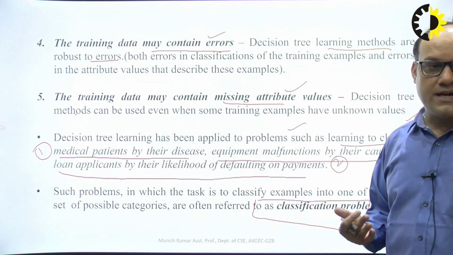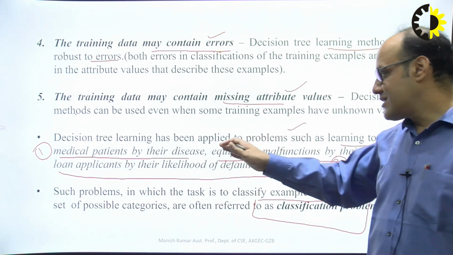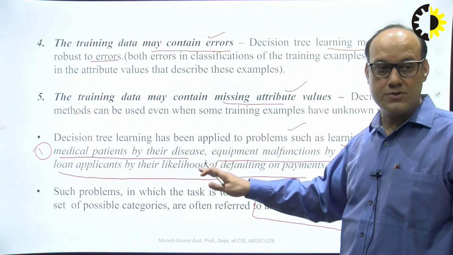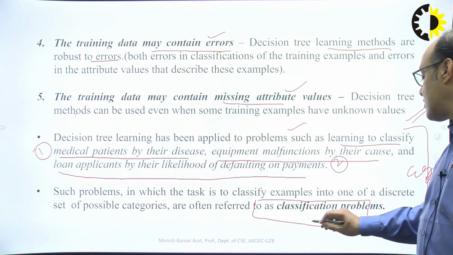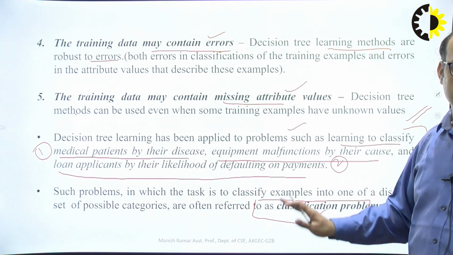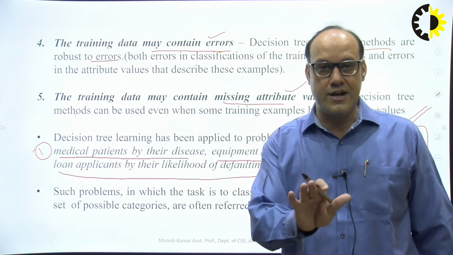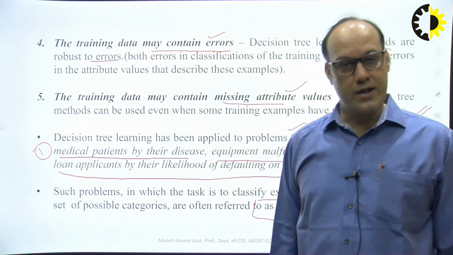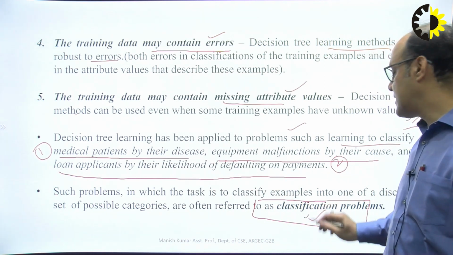It means that each problem, what are these problems? These are all classification problems. So we can say that for the classification problems, which have a discrete set of values, we can represent them with the help of the decision tree learning method. So classification problems can be represented using this.